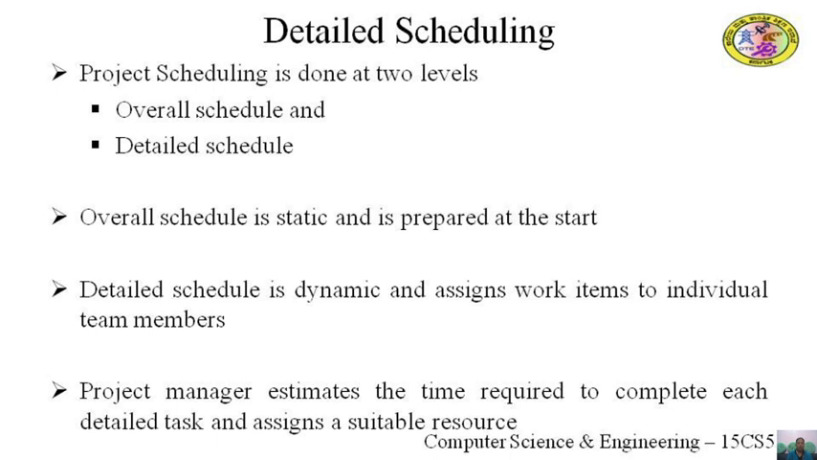Now this detailed action plan, if followed, will lead to a successful project. The detailed plan assigns work items to individual team members, whereas the overall planning document is typically prepared at the start of the project and is relatively static. The detailed plan is a dynamic document that reflects the current plan of the project.